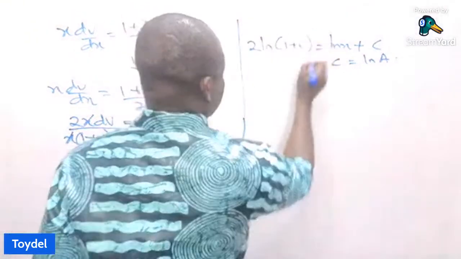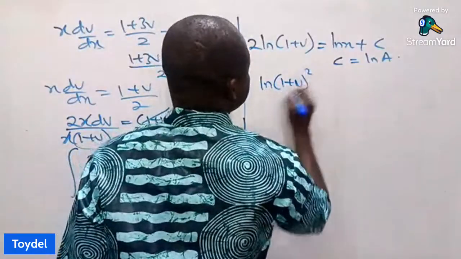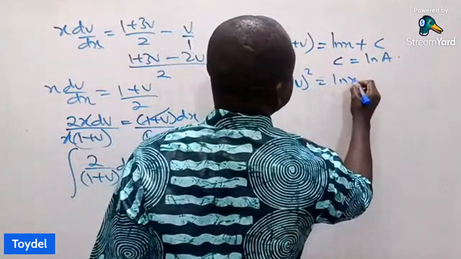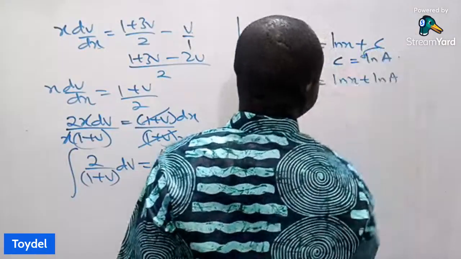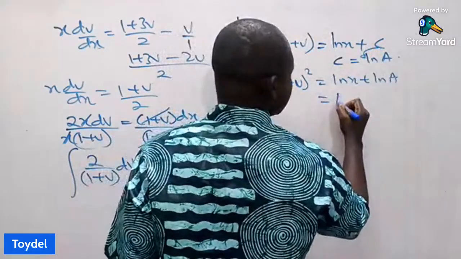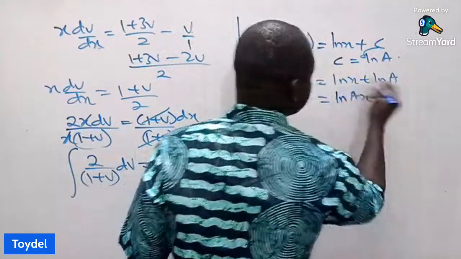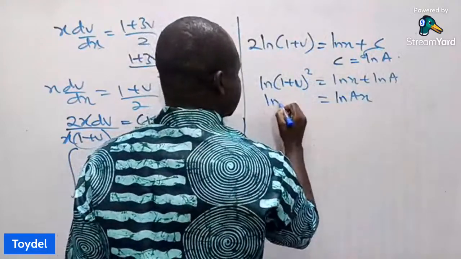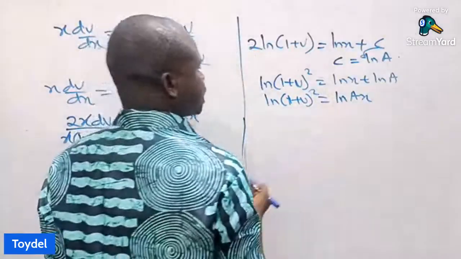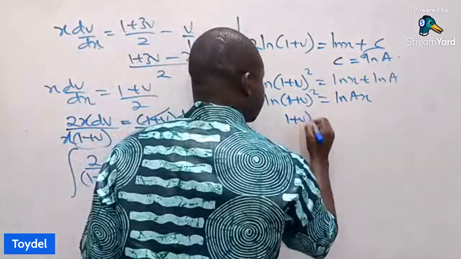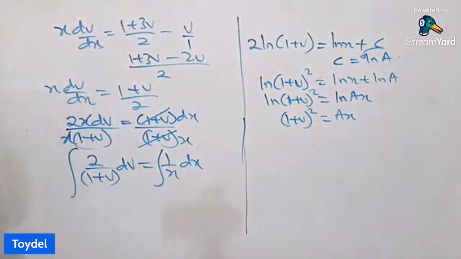So that this 2 can come up. We can have ln of (1 + v) squared equal to ln x + ln a. We try to represent this as ln x + ln a, so this can be equal to ln of ax. Here ln is logarithm: ln of (1 + v) all squared. If I take the exponential of both sides, I'm going to have (1 + v) all squared equal to ax. That's what I'm going to get.